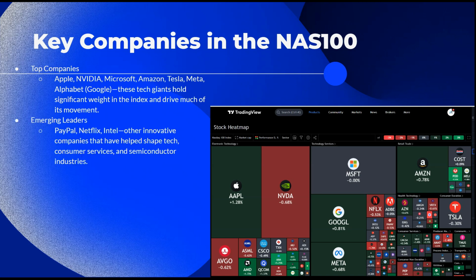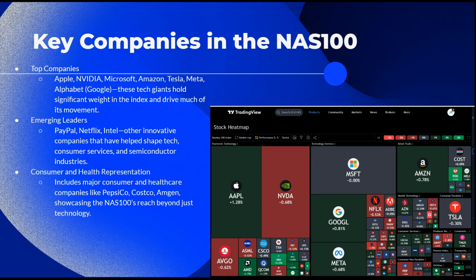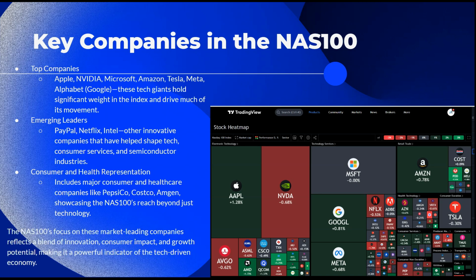Emerging leaders are like PayPal, Netflix, Intel, other innovative companies that have helped shape tech, consumer services, and semiconductor industries. Consumer and health representation, including major consumer and healthcare companies like Pepsi-Cola, Costco, Amgen, showcasing the NAS100's reach beyond just technology. The NAS100 focuses on these market-leading companies, and reflects a blend of innovation, consumer impact, and growth potential, making it a powerful indicator of the tech-driven economy.